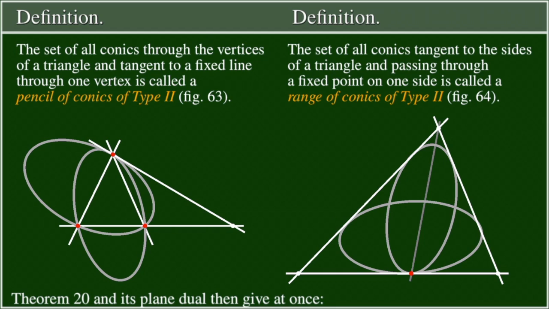Definition. The set of all conics through the vertices of a triangle and tangent to a fixed line through one vertex is called a pencil of conics of type 2. Figure 63. Definition. The set of all conics tangent to the sides of a triangle and passing through a fixed point on one side is called a range of conics of type 2. Figure 64. Theorem 20 and its plane dual then give at once.